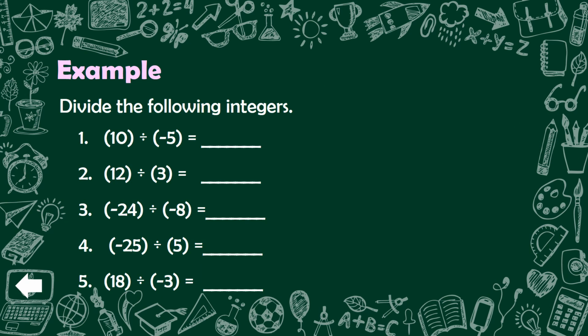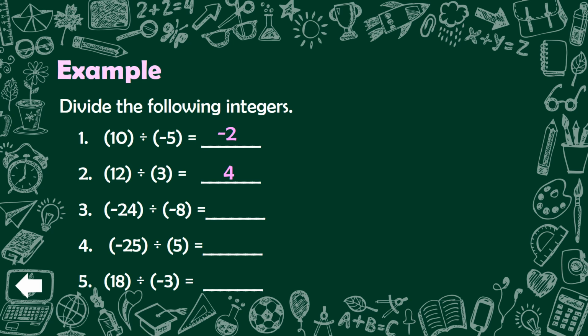So let's divide these following integers. Number 1, 10 divided by negative 5. So how many 5 do we have in 10? That is 2. And since we have different sign, we will have negative 2. Number 2, 12 divided by 3, or how many 3 we have in 12? That's right, we have 4, and since they have same sign or like sign, we will have positive 4.